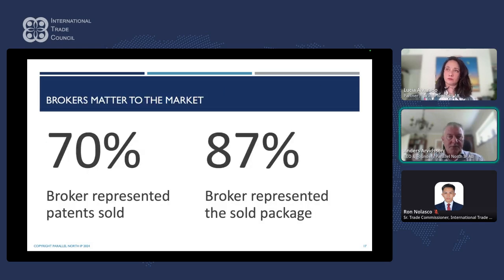So getting back to why the middleman or the intermediary is important: the data that you saw here, based on both private deals but also on the broker deals, shows that brokers represent about 70% per patent. But if you look at the packages, which consist of a number of patents that were sold, 87% of all the packages were also represented by brokers. So we do have a significant impact on the market here.